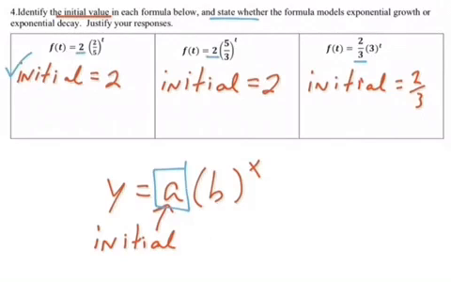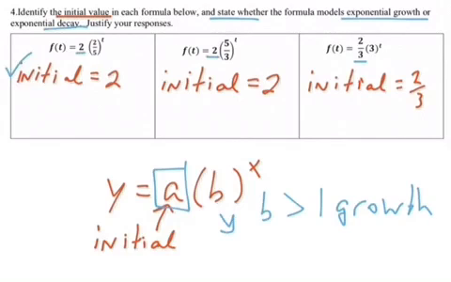Now they want you to state whether or not it is a growth or a decay. The rule for the growth and decay is if B is a number greater than 1, it will be a growth. And if your B value, or the number inside of the parenthesis, is less than 1, then it would be a decay. Pause the video and do that now.